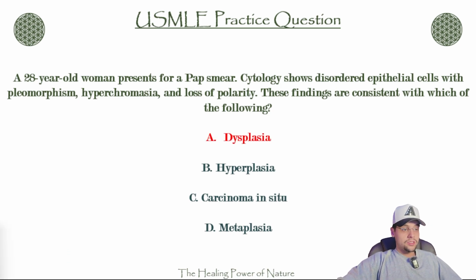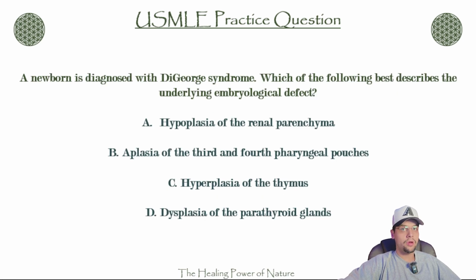Dysplasia is the correct answer. Why was it not B? Hyperplasia involves increased cell number but does not show disordered growth or nuclear abnormalities. Why not C? Carcinoma in situ is an irreversible, high-grade lesion. Why not D? Metaplasia is a change in cell type, not disordered growth. Okay? Give you some time with question number 2.